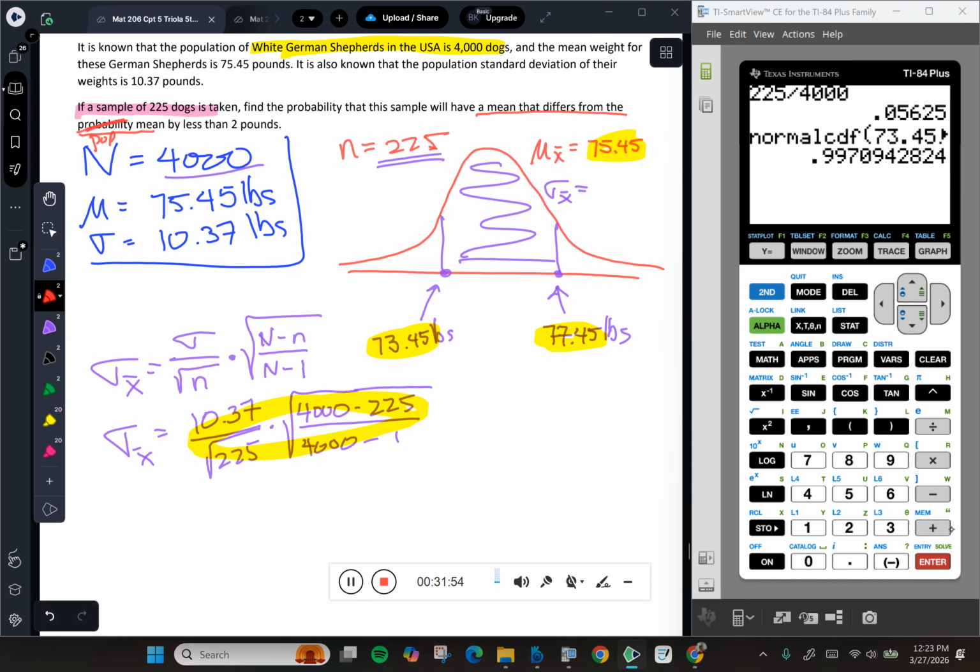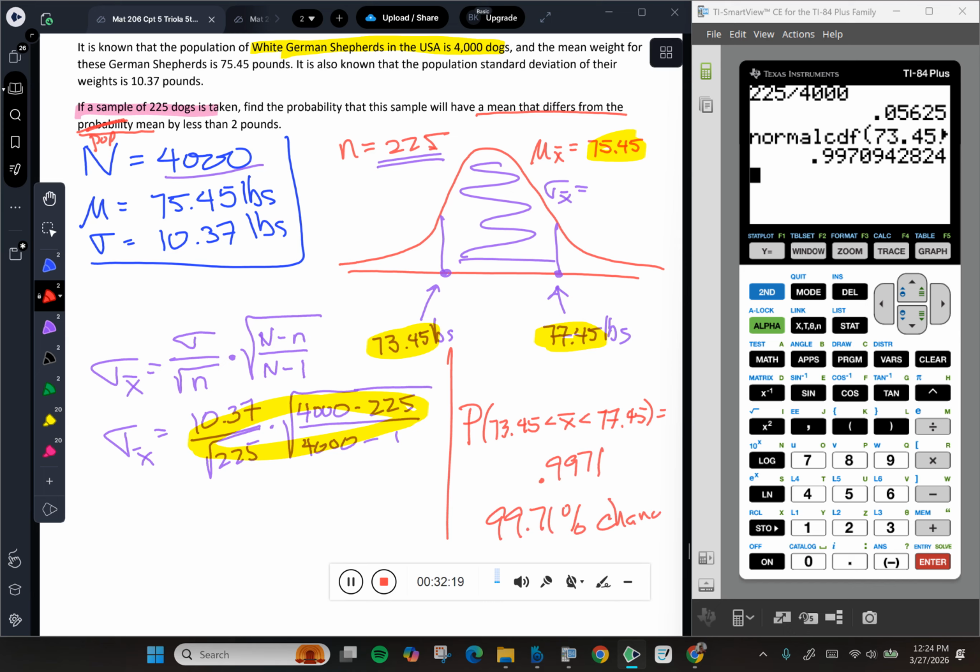to write it all out and make it look pretty, the probability that 73.45 is less than x bar is less than 77.45 is 0.9971, taking it to 4 decimal places, or about 99.71% chance. All right, so how do I interpret this?